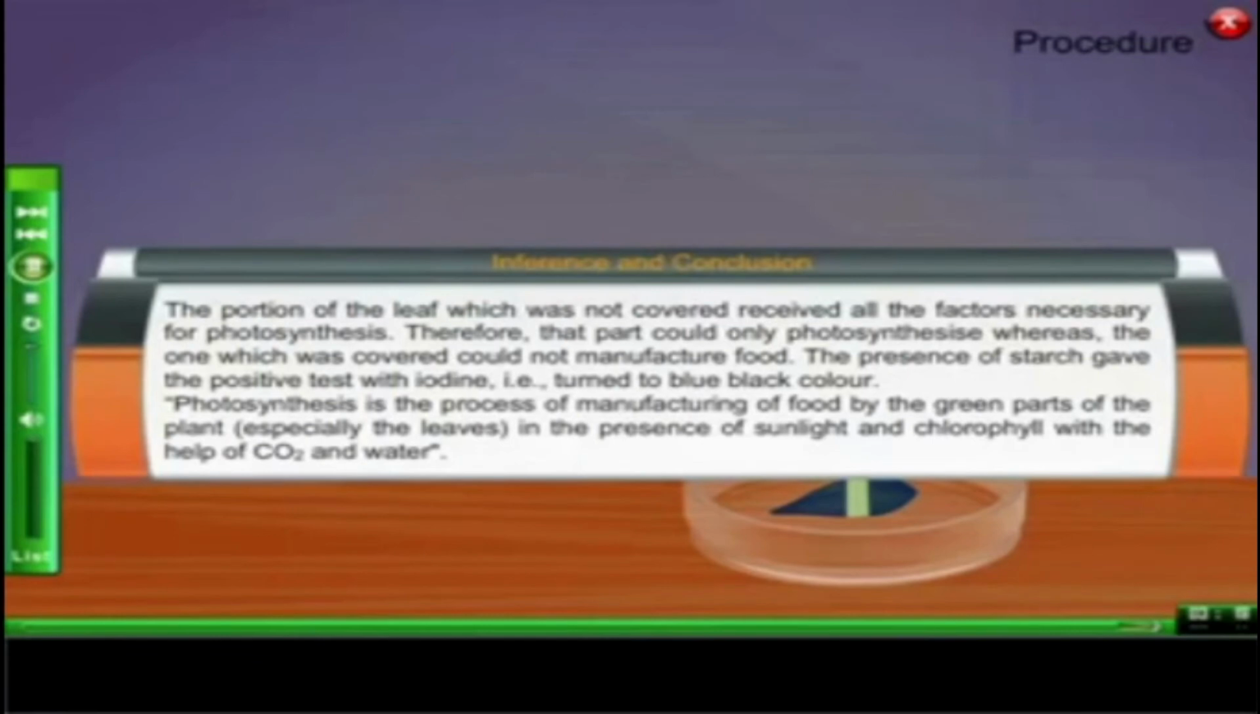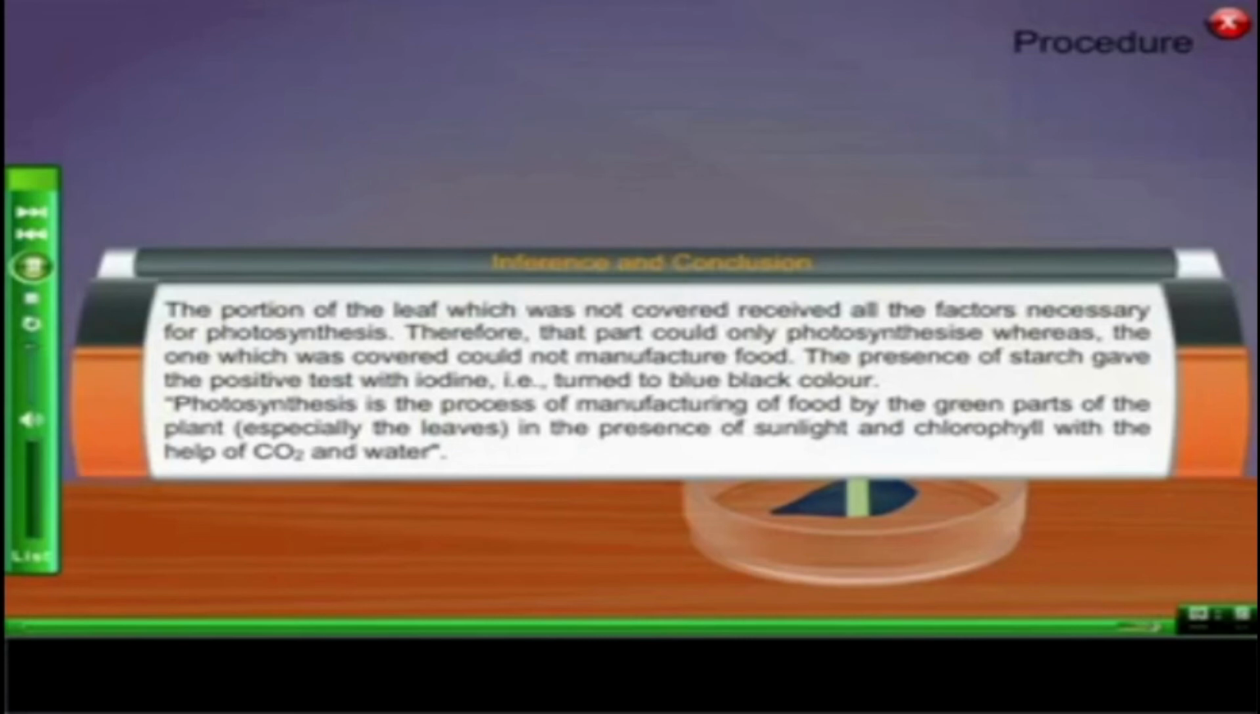Yes, sunlight is very important because we covered a portion of the leaf with black paper to block the sunlight. What happened? The remaining uncovered portion of the leaf received the sunlight and prepared its own food. And finally, we put the drop of iodine. What happened? The uncovered portion of the leaf turned blue-black. The covered portion did not turn blue-black. So we easily understand that sunlight is also very important for the process of photosynthesis.